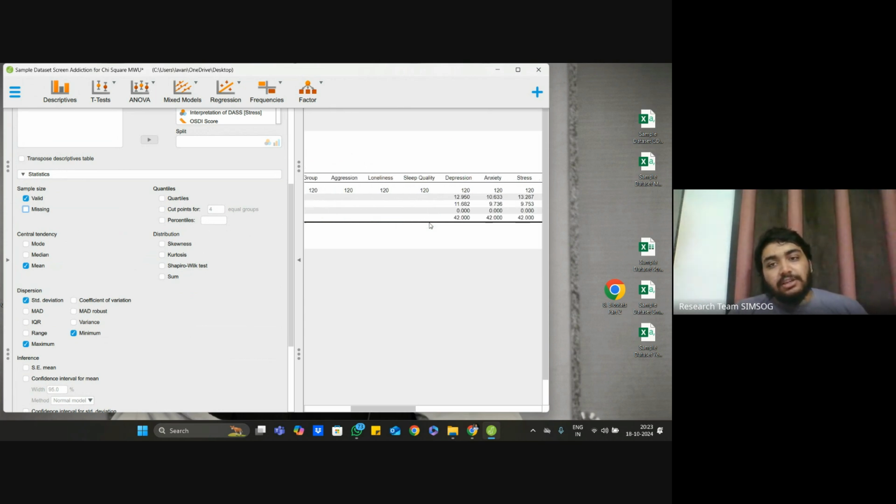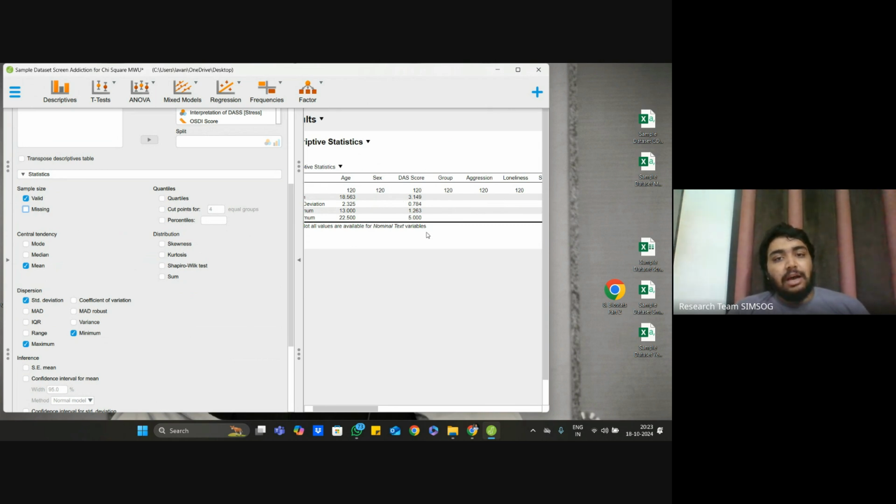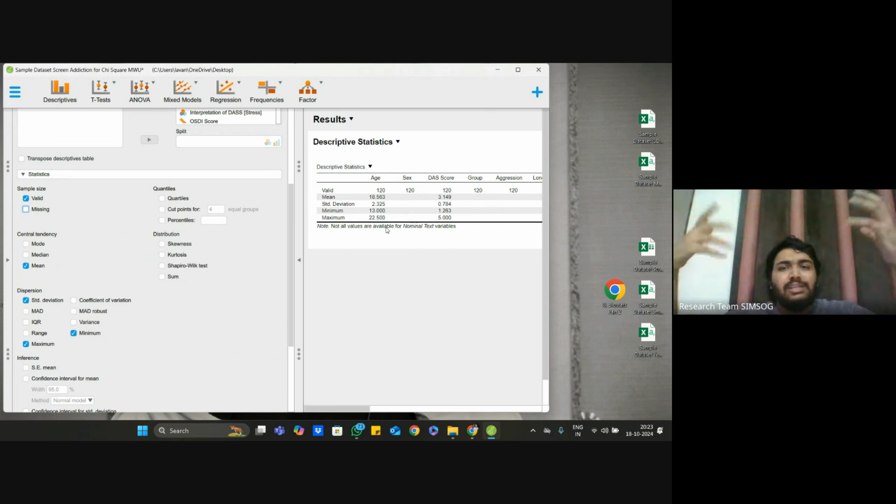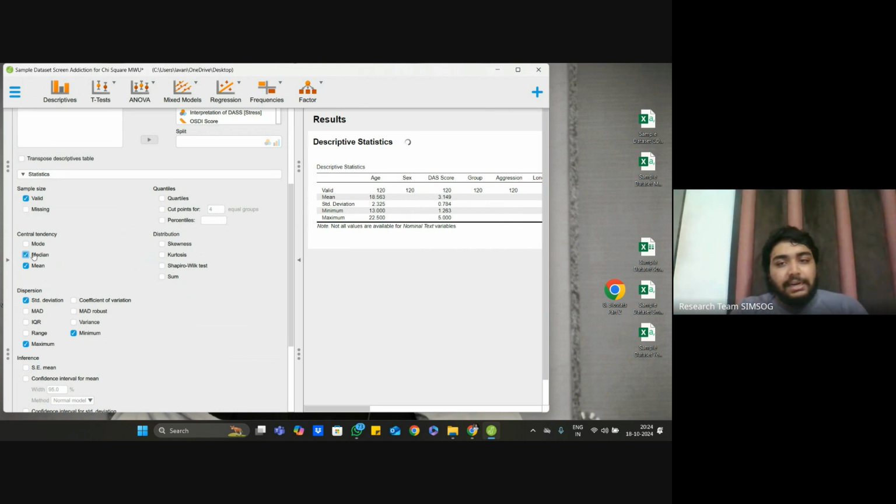But for all the continuous variables, as you can see, age, the dash score, now ideally, as I told you in the previous one, dash score is not normally distributed, because it is qualitative data converted to quantitative, right? Screen addiction score is not a physical value. So here it is more appropriate to use a median, which is what I clicked here.